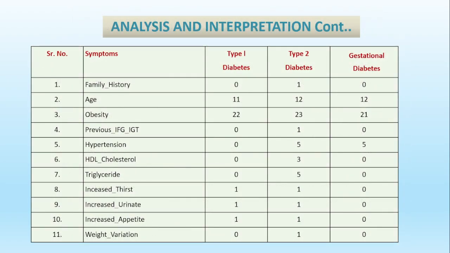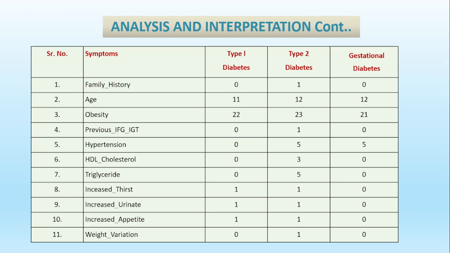Now, we have prepared the dataset in table format. All will work on numbering, family history. If type 1 is 0, that means 0, 1, and this number is not the actual age or actual number. This is the coding number. Family history: type 1 diabetes 0, type 2 diabetes 1, member 1, and gestational 0. Age 11, 12 and 12. This is the scale factor of aging. Obesity 22, 23 and 21. Previous IFG, IGT, hypertension 0, 5, 5. This is the coding of the hypertension.